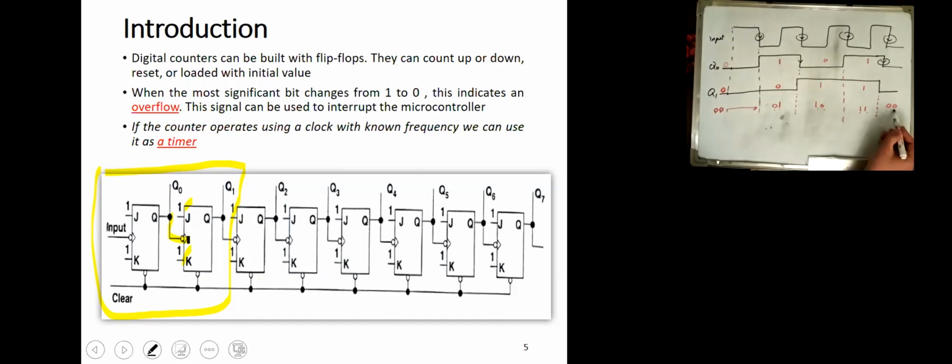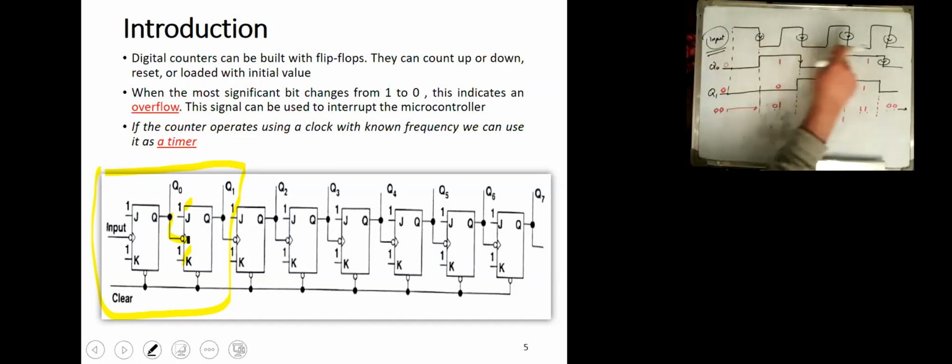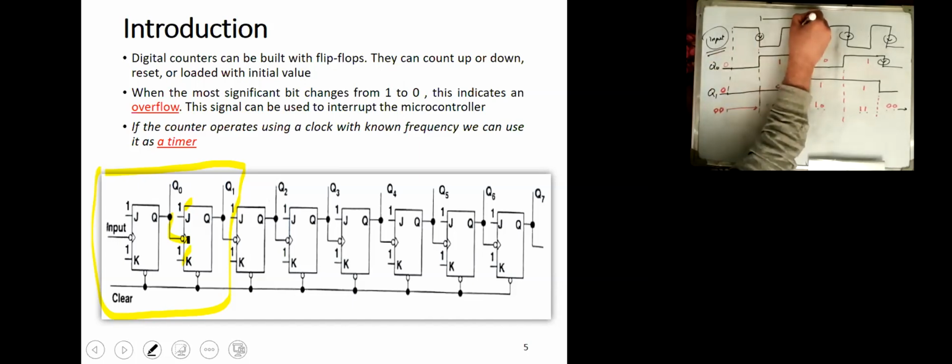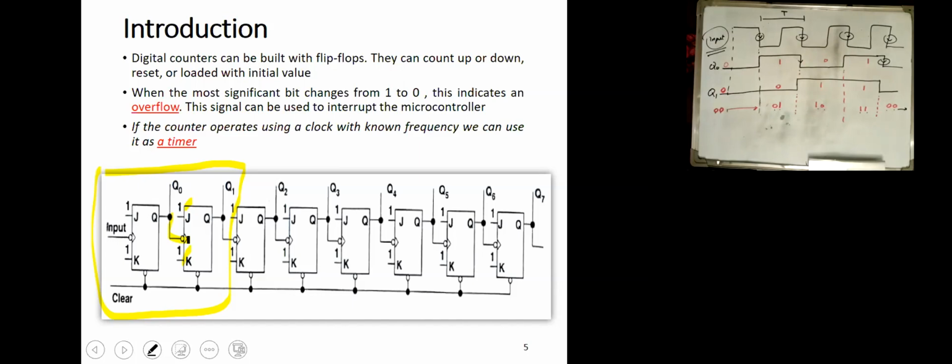As long as this input is ticking, the counter will keep counting in this order. Now, if this input is as I draw it here, which is basically a periodic square wave with a certain frequency or a certain period, T, then I can say that every increment is basically one time unit, T. So this is T, and so on.